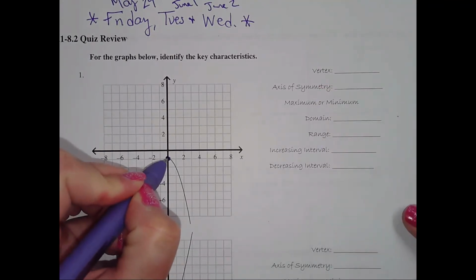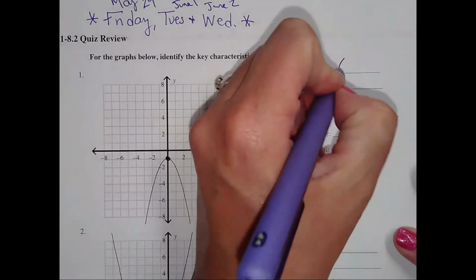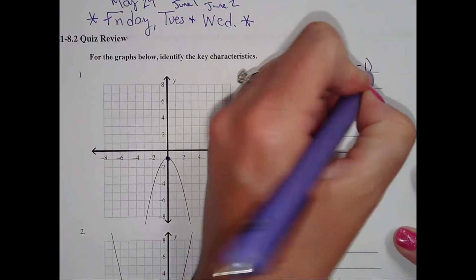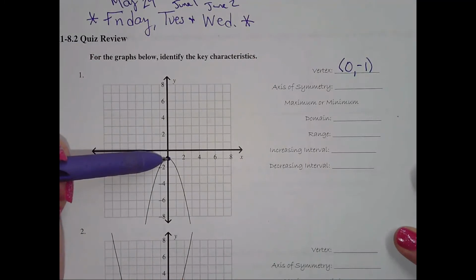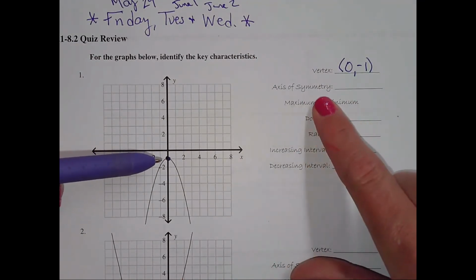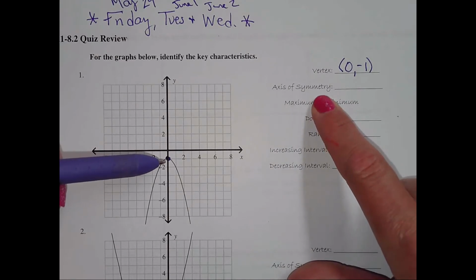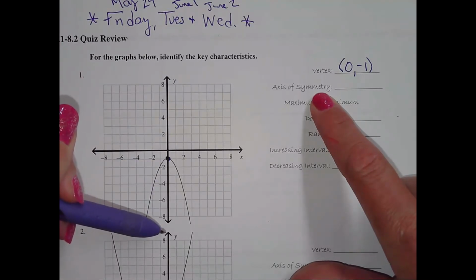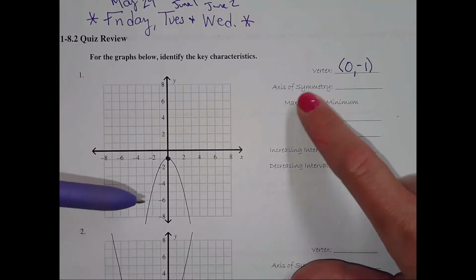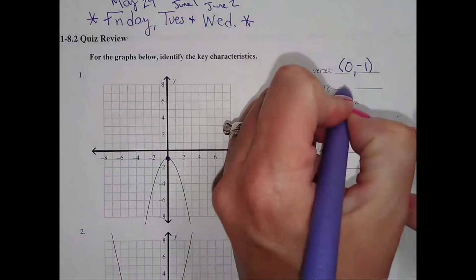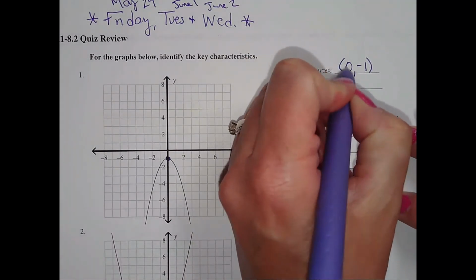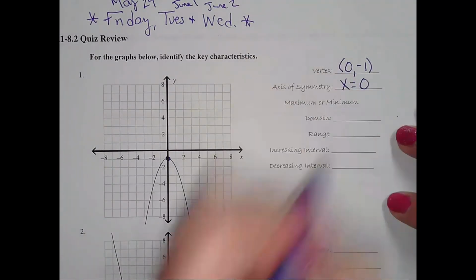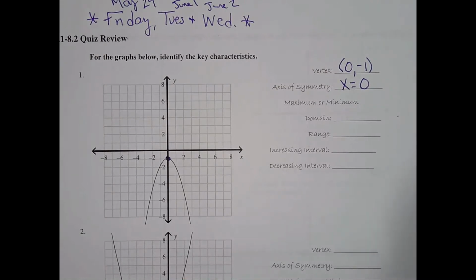This has a coordinate of 0, -1. So this is a point, 0, -1. This is your vertex. The axis of symmetry, we did this back in chapter 5, so you've done this before. The axis of symmetry is the line that cuts your graph into 2 equal pieces. Then the axis of symmetry is always x equals the x value of your vertex. So in this case, it's going to be x equals 0.